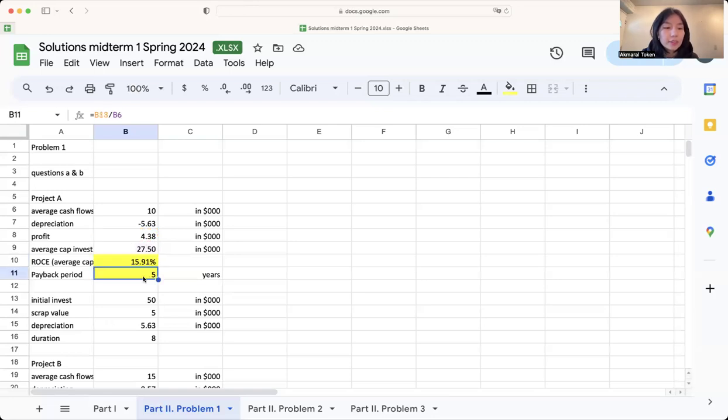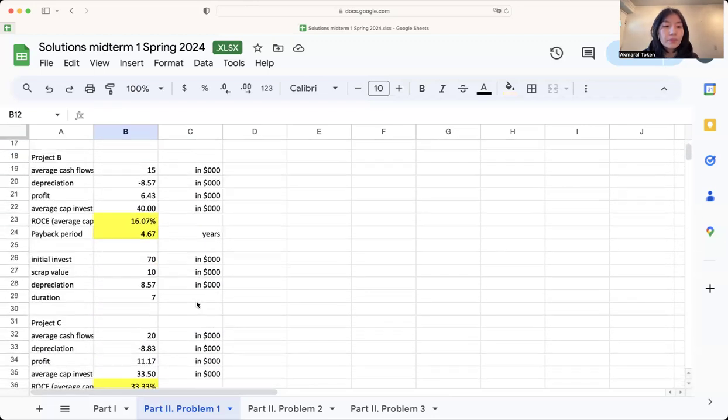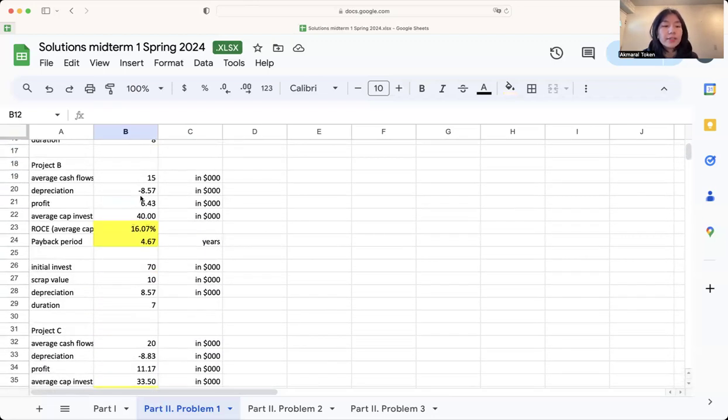So next is to find the payback period. In this case, the cash flows are constant, which means that every year we have similar cash flows, and you just divide the initial investment by the cash flows, which is 10. 50 divided by 10 gives us 5 years. And the same approach applies for projects B and C.